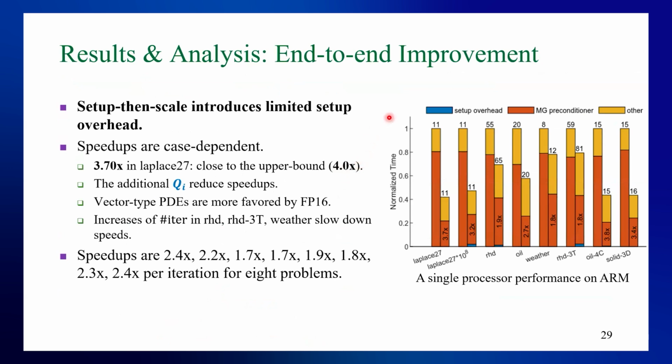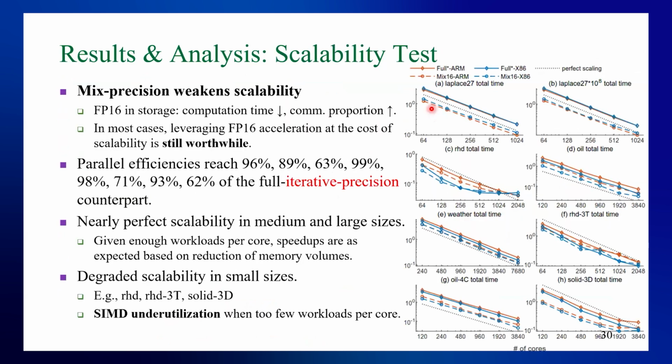In the end-to-end experiment, we could see that the setup then scale strategy introduces only limited overhead as shown by these blue columns. And finally, strong scalability is tested. We must admit that mixed precision weakens the scalability because using FP16 storage will increase the communication proportion. But in most cases, leveraging FP16 at the cost of scalability is still worthwhile. The degradation is particularly evident in small size problems due to SIMD underutilization.